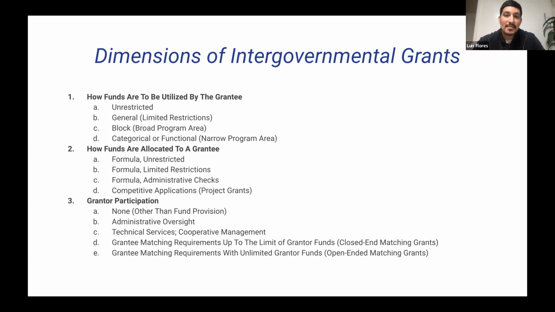In some, you have no participation. It's just that the funds are allocated to a grantee, and that's about as much as the grantor gets involved. You also have administrative oversight, which of course ranges from very minimal, just reporting on an occasional basis, to strict administrative oversight where you're routinely meeting with a representative of the grantor, submitting spreadsheets, submitting Google forms or whatever form of reporting is set by the grantor. You also have cooperative management where you're working hand in hand with these different technical services.